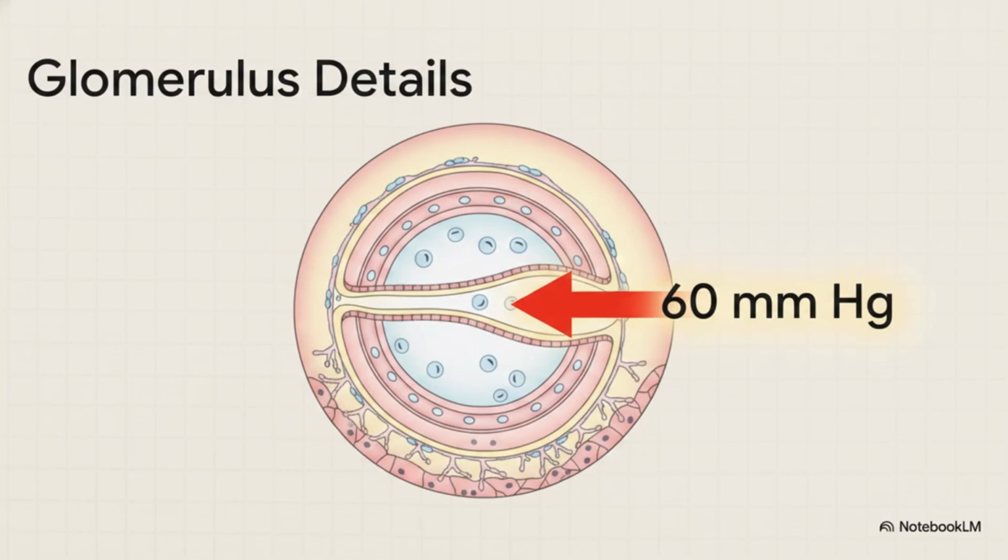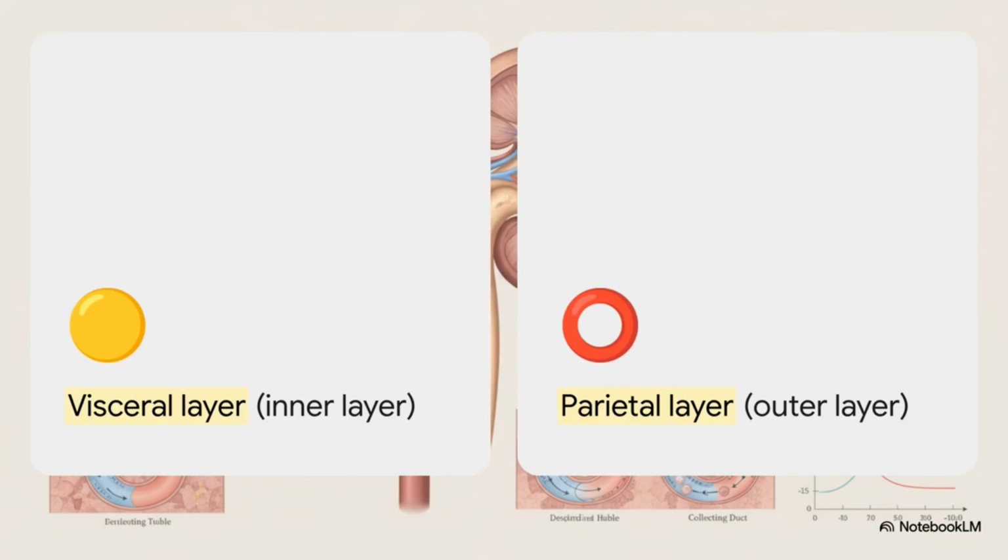Structurally, it's an invagination of a tuft of capillaries, lined by just a single layer of endothelial cells, resting on a specialized basement membrane. But here is a massive, highly tested board concept. Compared to pretty much any other capillary bed in your body, glomerular capillaries maintain an exceptionally high hydrostatic pressure. We're talking about 60 millimeters of mercury. That extreme pressure is the main physical driving force that literally shoves plasma out of the blood and into the tubule.